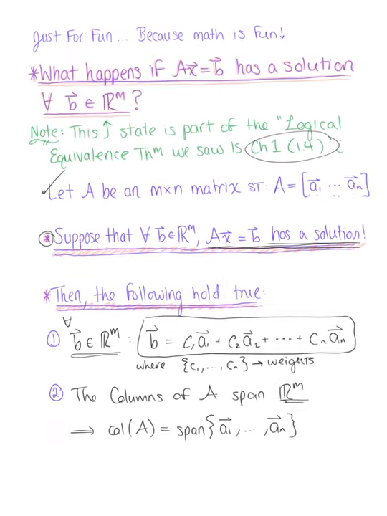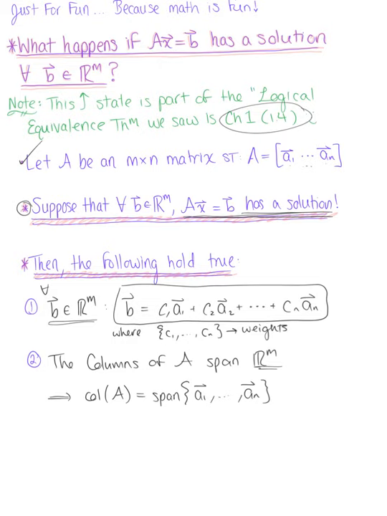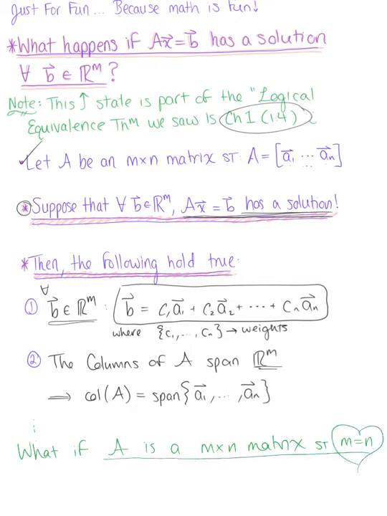So let's take this one step further and think to ourselves, all right, what if A is an m by n matrix such that m equals n? So what does this tell us? Well, if we have A as an m by n matrix such that m is equal to n, then the invertible matrix theorem from chapter 2 holds true. So all 12 properties of the invertible matrix theorem hold true as well. So some fun connections here between previous sections and what we're exploring now.